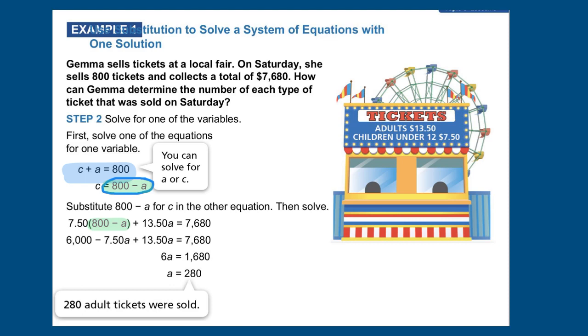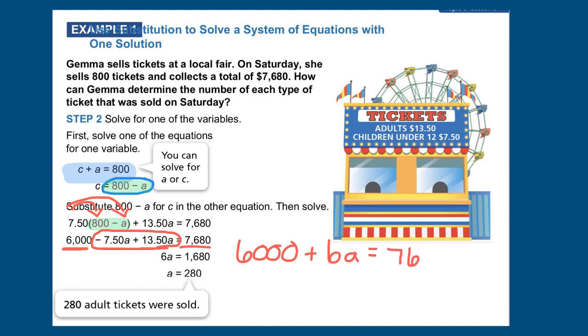So we have to use some of our old math skills. We have to distribute. 750 times 800 is 6,000. 750 times A is 750A. And I'm just going to copy. Another old skill was when we put like terms together. So if I added negative 750A plus 1350A, I would have had 6 A's equals 7,680.